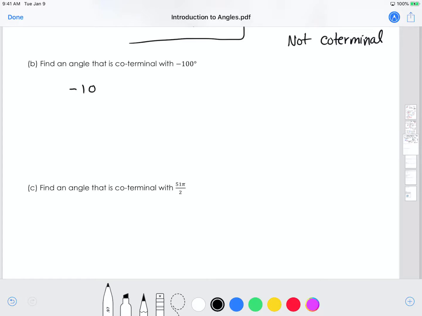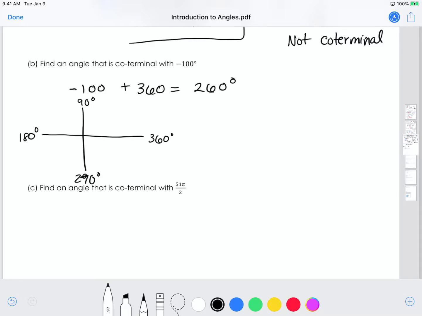So if I just take negative 100 and I add 360, that's going to give me a positive 260 degrees, and that's going to give me a coterminal angle. And I can check it if I do a quick drawing. Remember, if I open up to the positive y-axis, that's 90 degrees. If I open up to the negative x-axis, that's 180 degrees. If I open up to the negative y-axis, that's 270. And then if I rotate all the way around and make a full rotation, that would be 360 degrees.